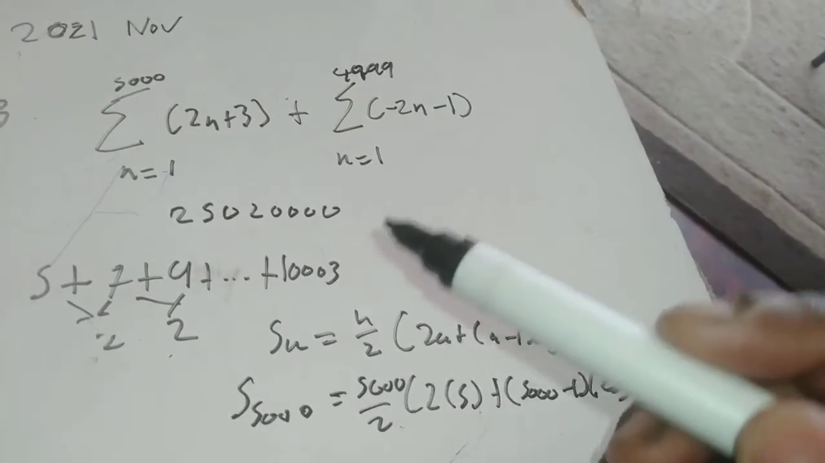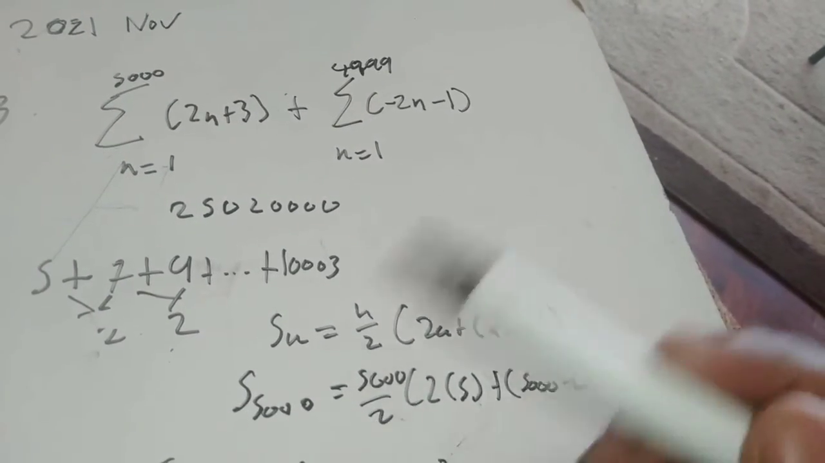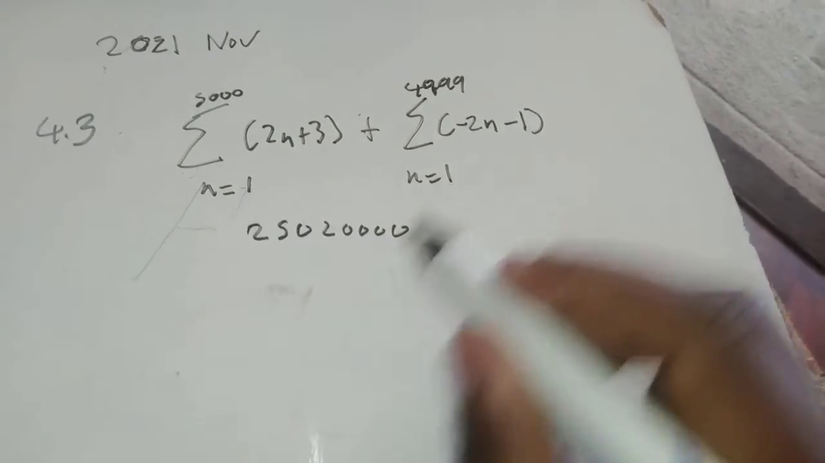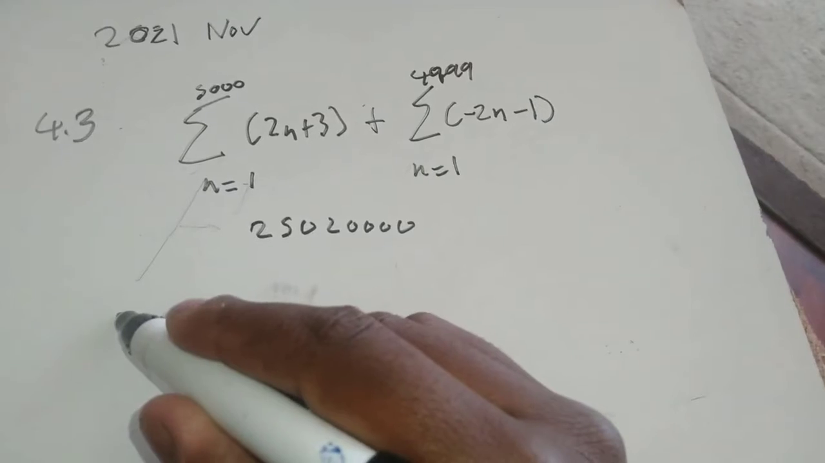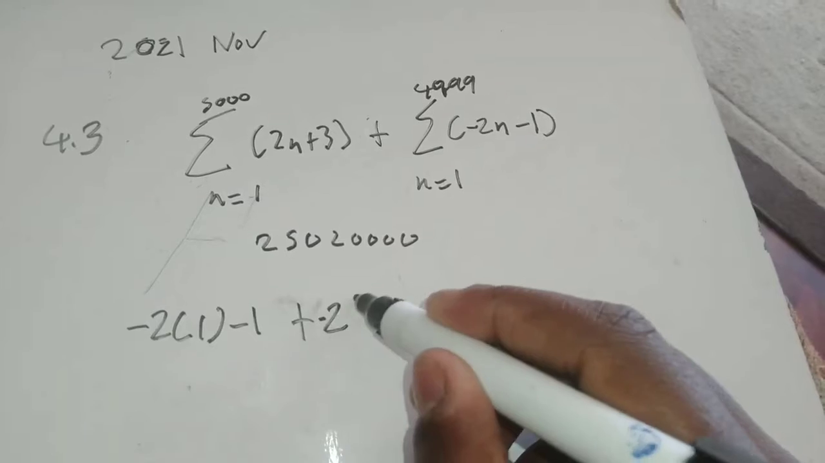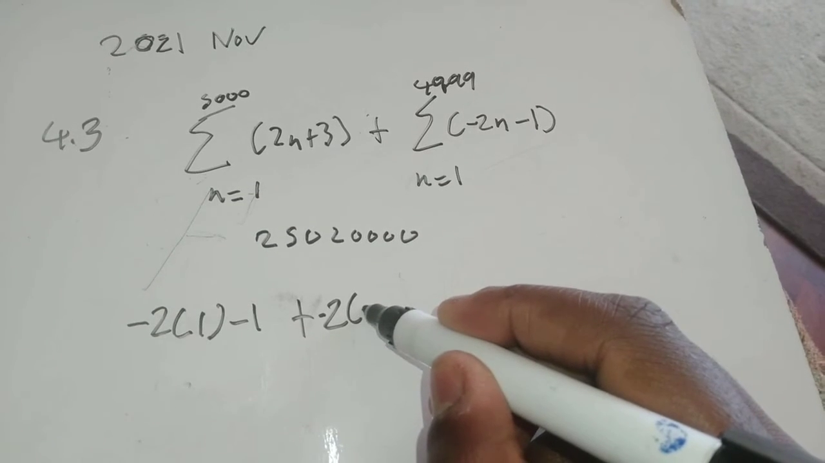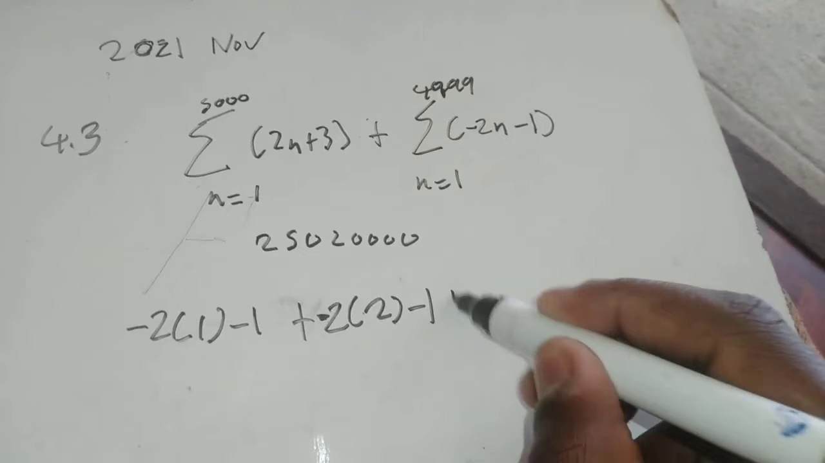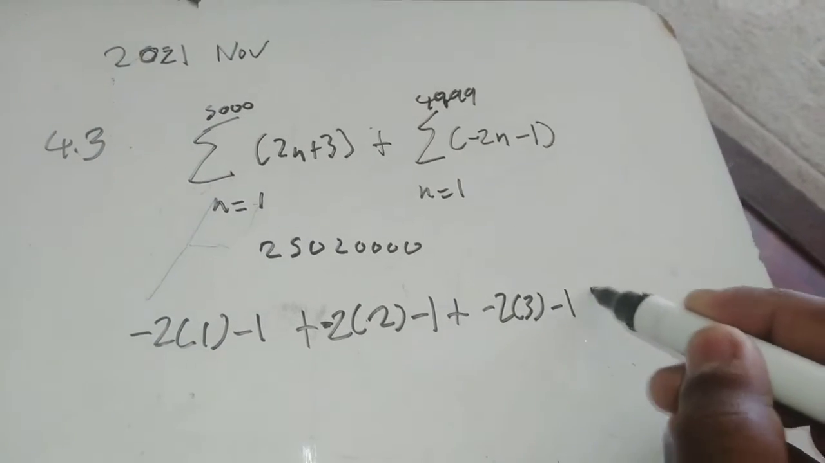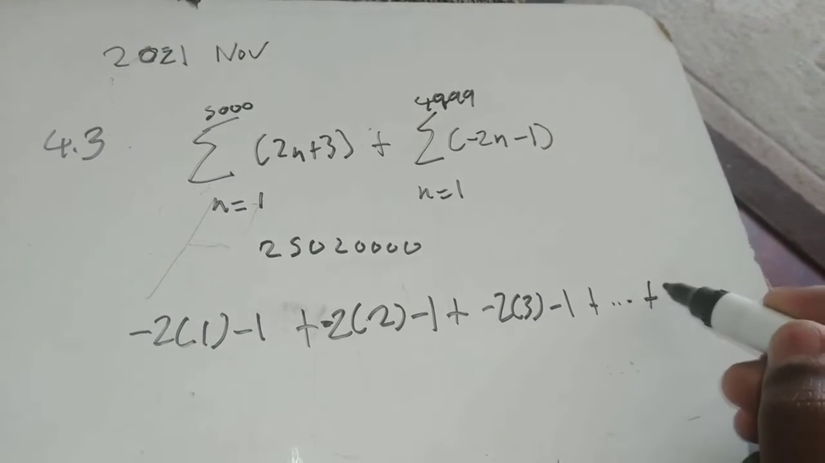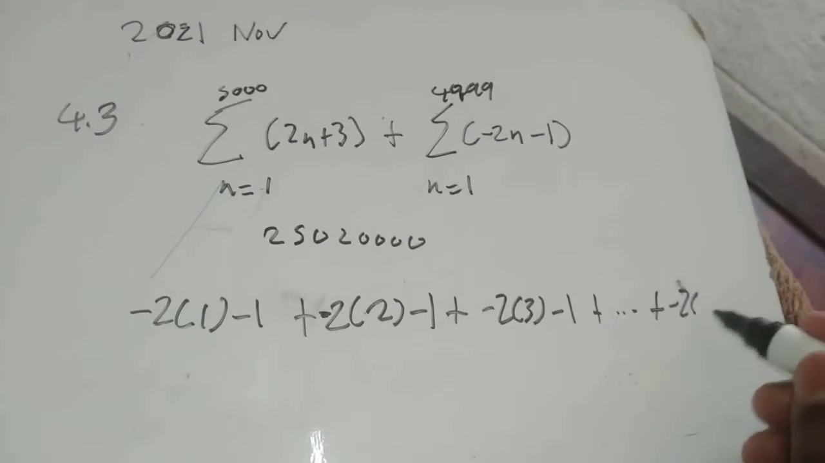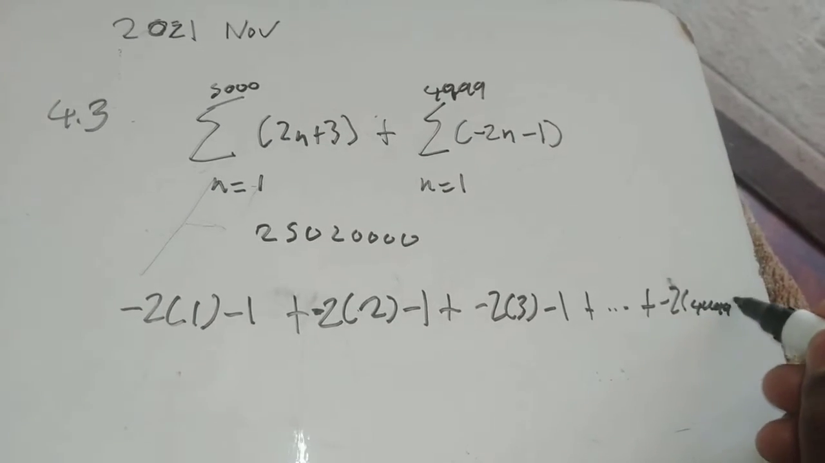When they give you sigma notation and they say evaluate, you just have to find the sum of that. So let's come up with the first 3 terms of that. We're going to start by substituting 1. When you substitute 1, we will have 2 into 1 minus 1. Then when we substitute 2, we'll have negative 2 into 2 minus 1, plus negative 2 into 3 minus 1, plus dot dot dot plus negative 2 into 4999 minus 1.